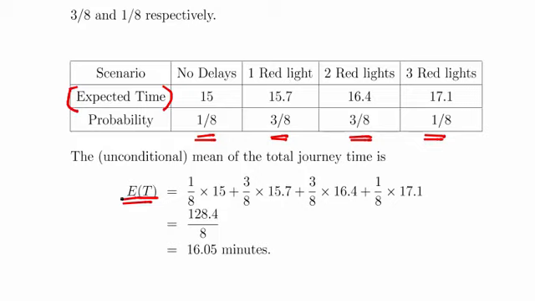So the unconditional mean of the total journey time is essentially a discrete random variable. We multiply x by the probability of x and add them all up. So 1 over 8 times 15 plus 3 over 8 times 15.7 plus 3 over 8 times 16.4 plus 1 over 8 times 17.1. Tot them all up, we get 128.4 divided by 8, which is 16.05 minutes.